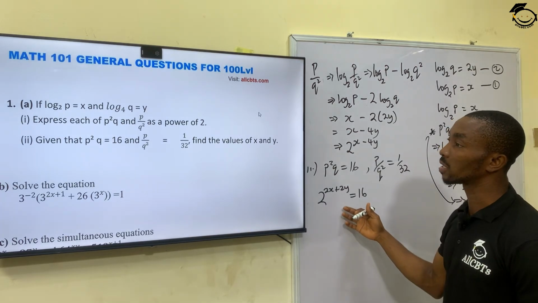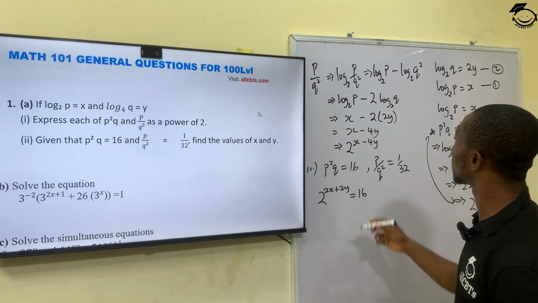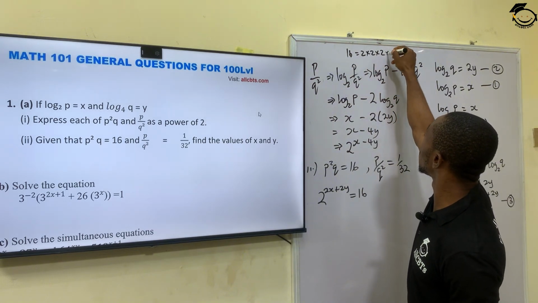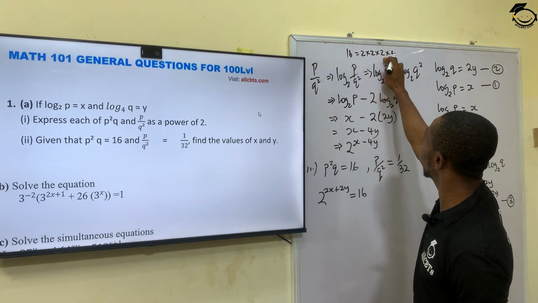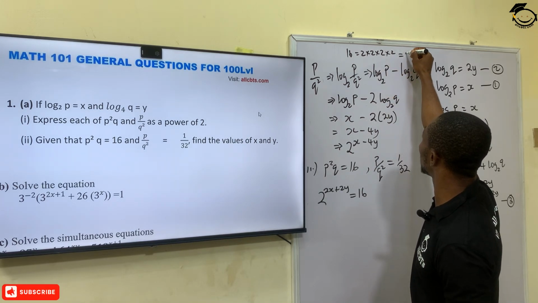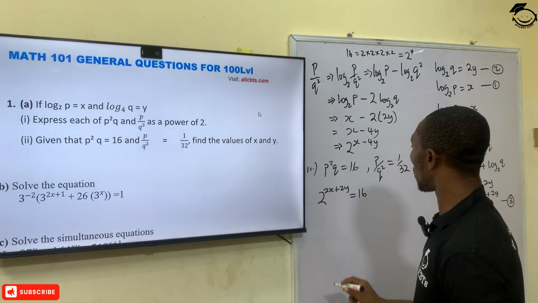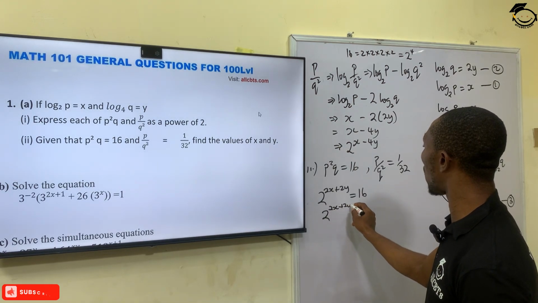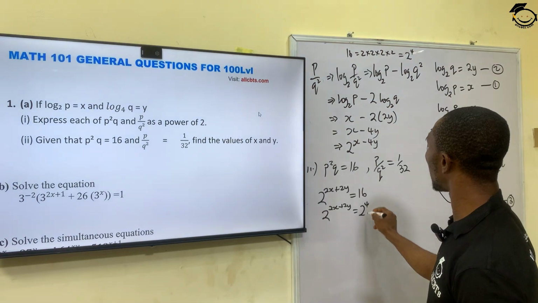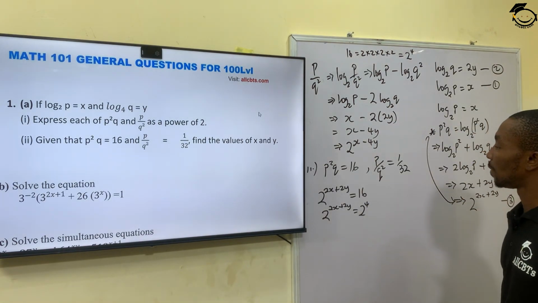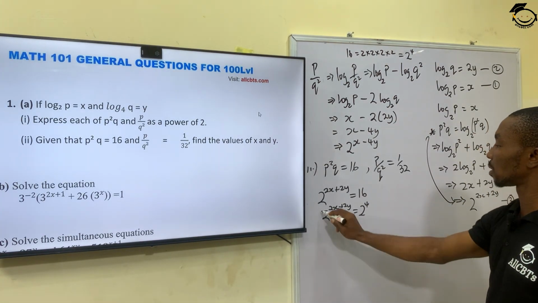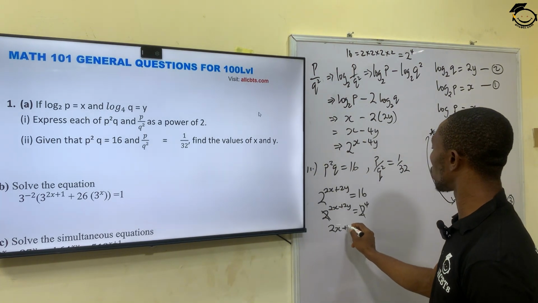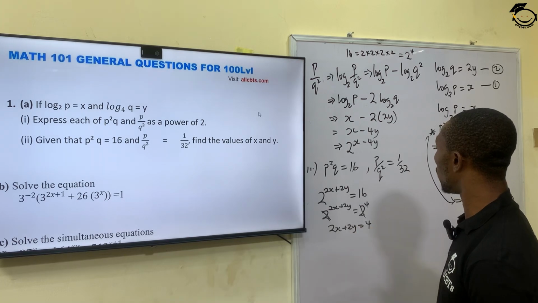Now, if we break 16 down, 16 would be 2 times 2 times 2 times 2. 2 times 2 is 4, 4 times 2 is 8, 8 times 2 is 16. So this is 2 raised to the power 4. So we have 2 raised to the power 2x plus 2y equals 2 raised to the power 4. From here we can equate our bases, cancelling them, leaving us with 2x plus 2y equals 4.